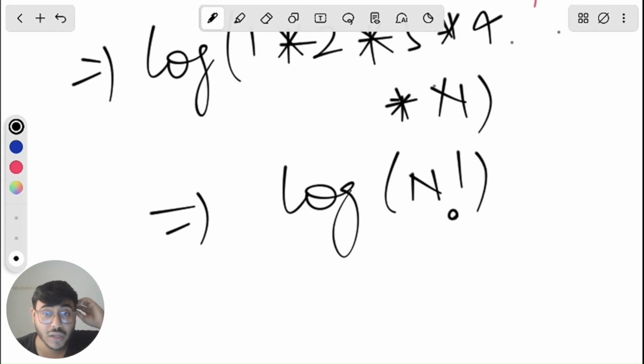I hope you understood this. Let's move on to the next example. You can pause, or rewind, so that you get the computation of how we calculated it.